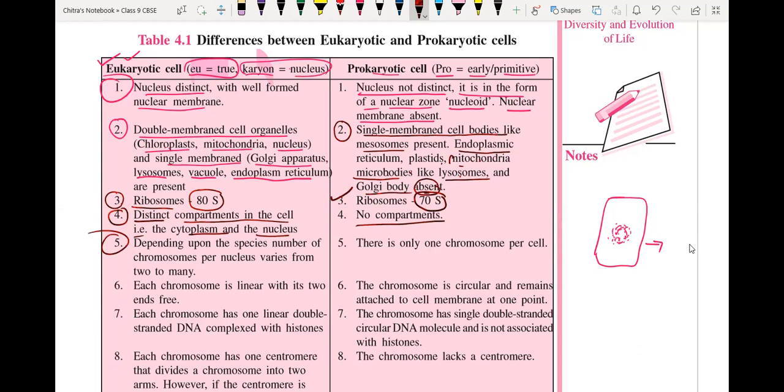Fifth, depending upon the species, the number of chromosomes in the nucleus varies from 2 to many, because different types of animals contain different numbers of chromosomes in their cells. It varies from animal to animal and plant to plant. But in a prokaryotic cell, there is only one chromosome per cell. One chromosome in one cell. In the case of human beings, we have a total of 46 chromosomes.